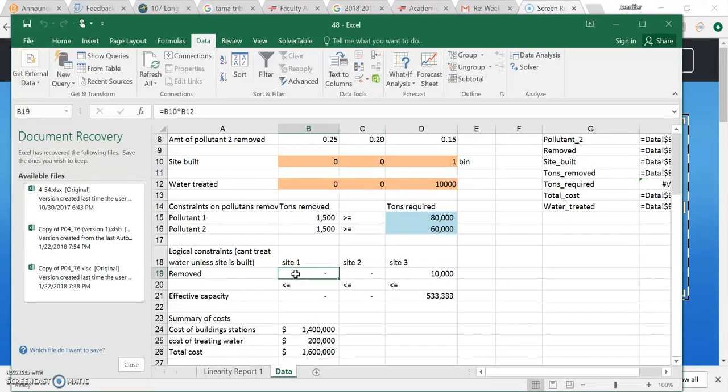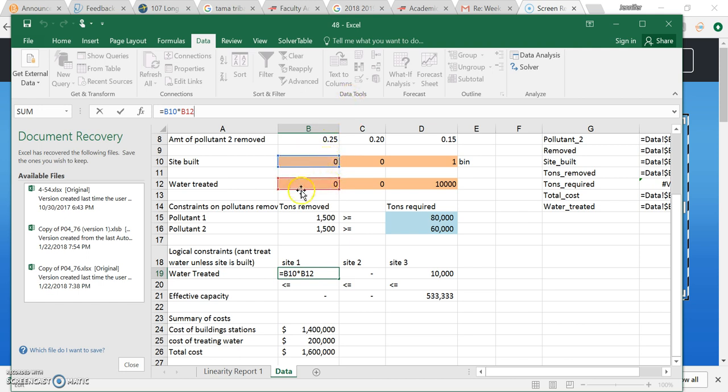So that's the amount removed. Actually, what we're going for with this is not the amount removed. We are going for water treated. This is our effective capacity constraint so that we don't choose to treat water at a plant that has not actually been built. And so we actually don't need the multiplication here, because this is redundant, right? The effective capacity should be taken care of with whether or not the site is built.